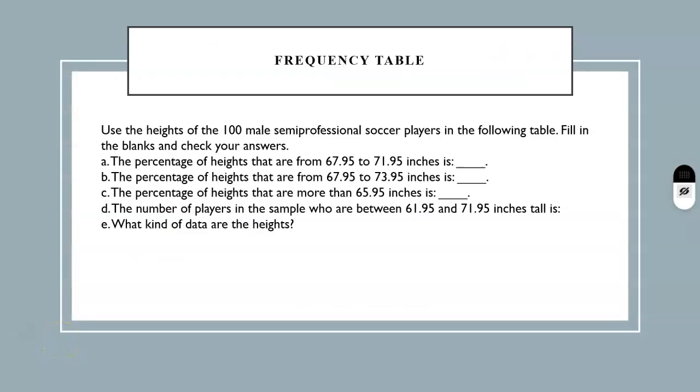And lastly, what kind of data are the heights? So height gives you the values, that is 67.95, 69.95. So it is not expressed by words or sentences. So therefore it is your quantitative data, and also you cannot count. So all the measurements, because height comes under the measurements, so any measurements will always be continuous. So it is your continuous quantitative data.